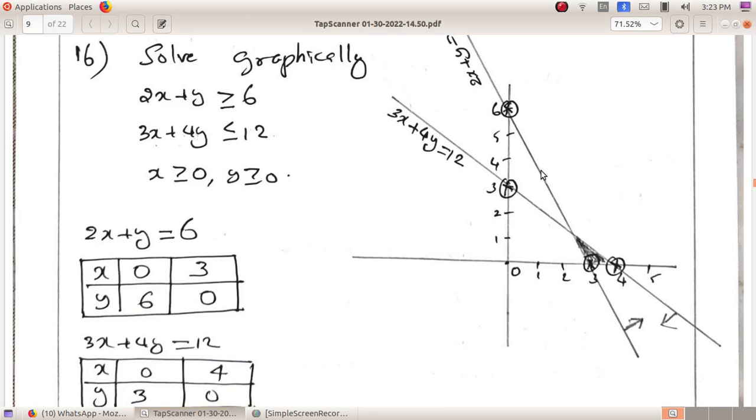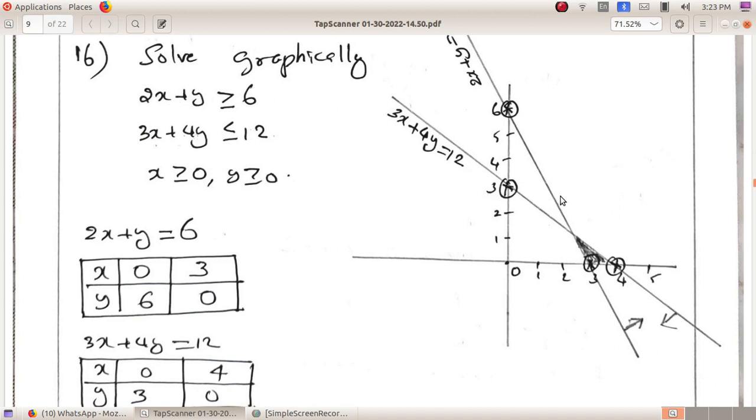If you shade along this side, this will include the point 0, 0, the origin. When you shade this part, 0, 0 will be included. So you apply 0, 0 here because this is the first case. 2 into 0 plus y greater than or equal to 6, that is, this becomes 0, this becomes 0. 0 greater than or equal to 6. Is 0 greater than 6? No, it is false because 0 is less. So 0 greater than 6 means false.